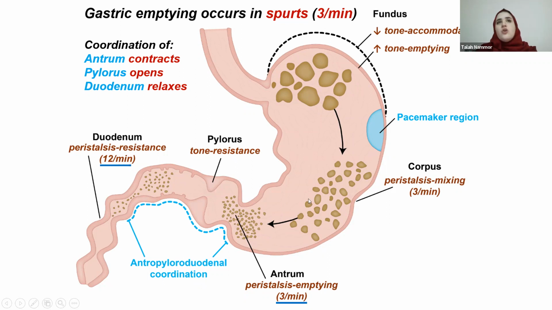So what happens is, the antrum has to contract and push the food. The pylorus has to open to allow the food to pass in, and the duodenum has to relax. So it takes in all of the food, because the duodenum, guys, is not as big as the stomach. The duodenum requires relaxation to accommodate the food. You get me? So again, we have the antro-pyloro-duodenal coordination. The antrum contracts, the pylorus opens, and the duodenum relaxes so that the food can easily pass through. Okay?